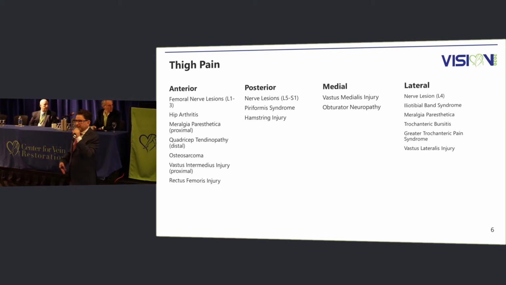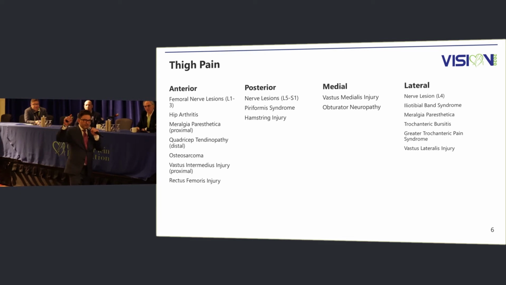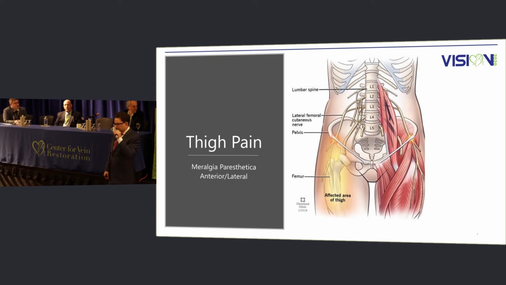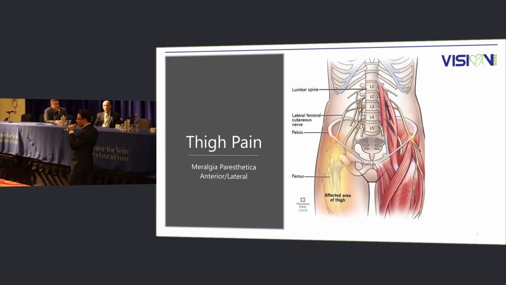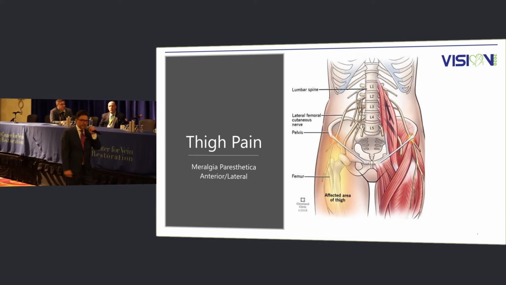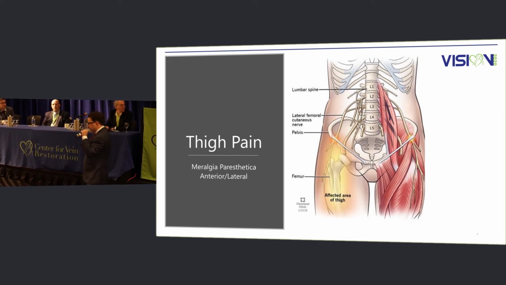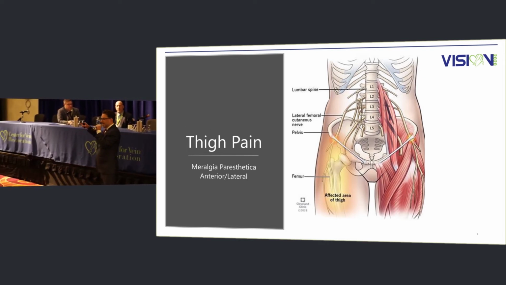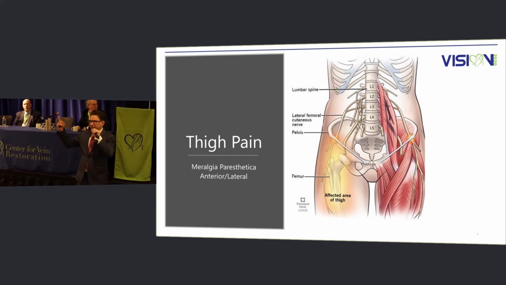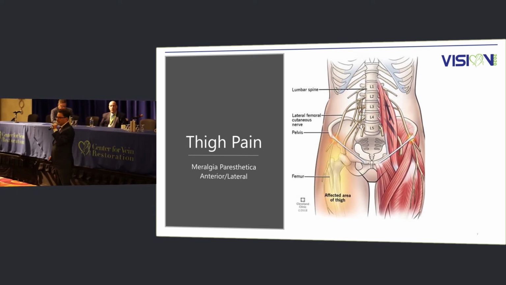Thigh pain, so we're moving down the leg now. Thigh pain, I want you to remember three things. Nerve, muscle, and bone. So nerve, just like the sciatic nerve, there's a femoral nerve, and it's made up of three nerve roots, L1, L2, and L3. It has an anterior and a posterior branch, and off those anterior and posterior branches, we have lateral and medial branches as well. Any injury, inflammation, or compression of any of these branches is going to cause pain in the legs.